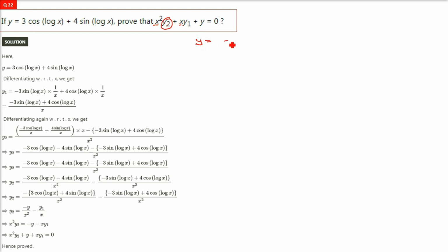So you need to know how to write also. y is equal to 3 cos log x plus 4 sin log x here. Then we have to find out the y1, which is the differentiation of this. y1 is nothing but the differentiation. We have dy by dx.